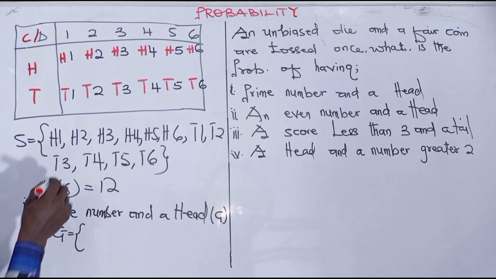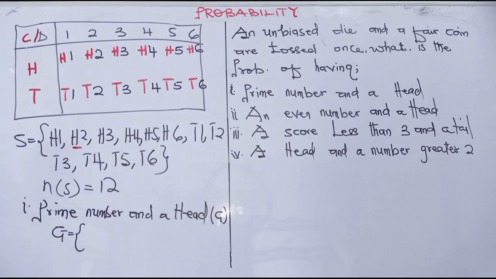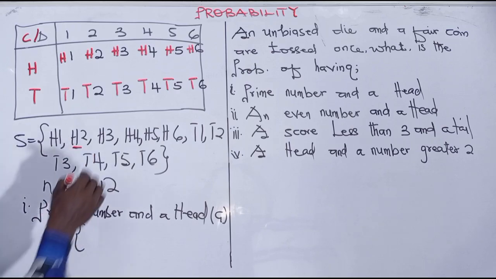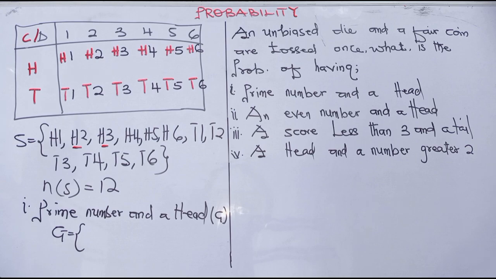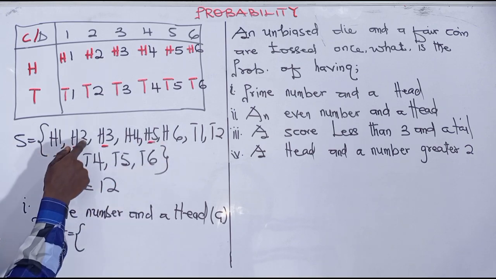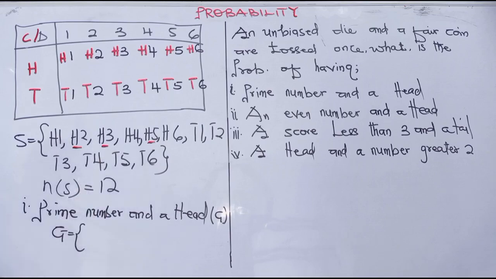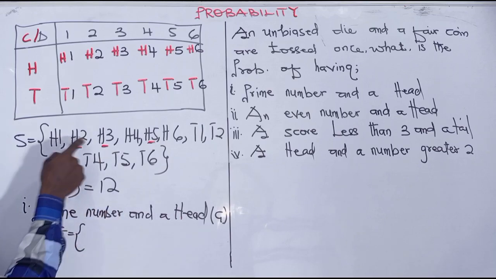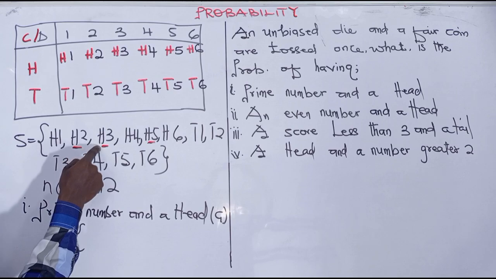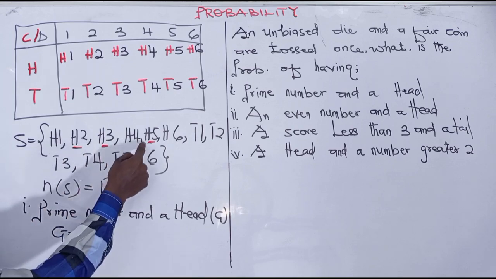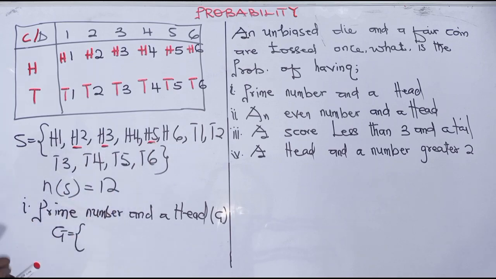So we can have H2, 2 is a prime number, 3 is also a prime number, 5 is also a prime number. So we have H2, H3 and then H5. Prime number and then a head. So we are going to list these outcomes in these events.